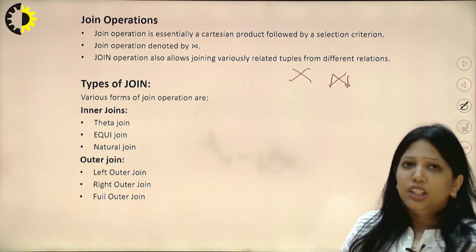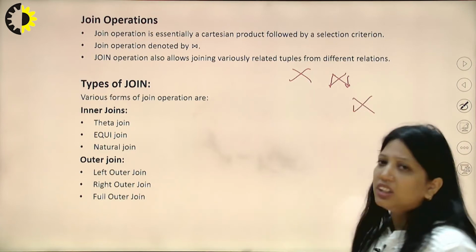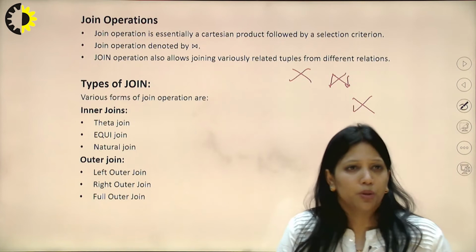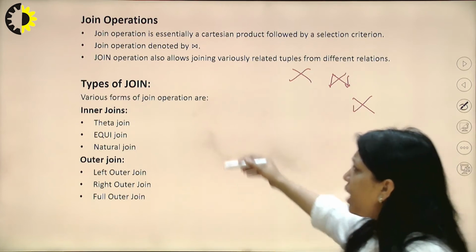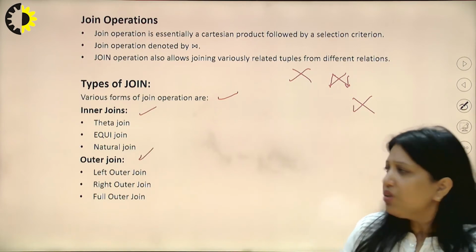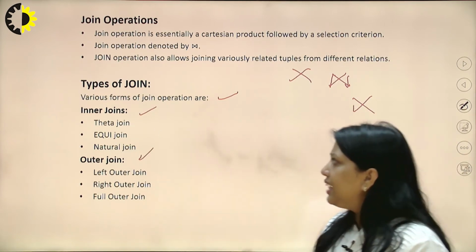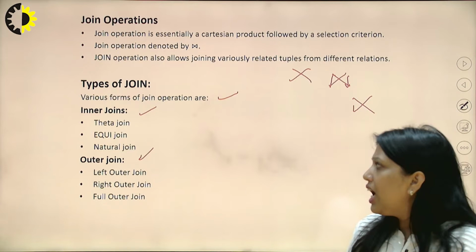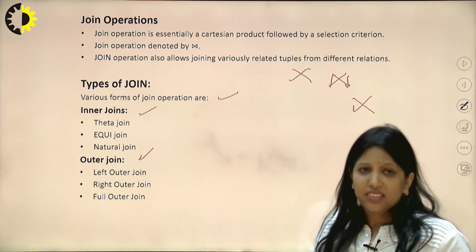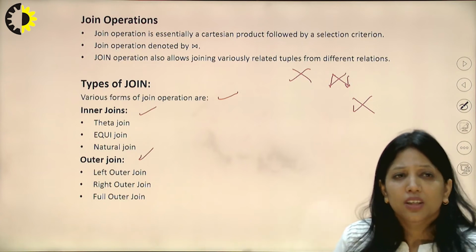So we have the join operation, that is cross, and on the basis of different types of joins, we have different symbols for the different join operations. We have mainly two types of join operation: one is the inner join and one is the outer join. We have different types of inner joins, that is theta join, equi join and natural join, and the outer joins, that is left outer join, right outer join and full outer join. We will discuss these types of joins one by one.